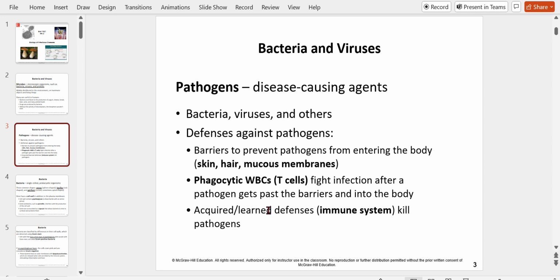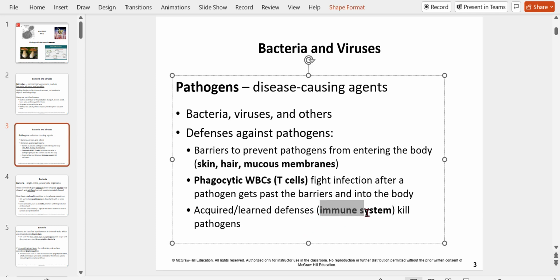There's phagocytic white blood cells, T cells. These ones here, they kind of resemble Pac-Man. Chomp, chomp. They digest these creatures that get into us. They break them down, kill them. And there is also the acquired and learned defenses. This is the immune system, where a particular disease sets off an immune response in your body. And if you survive that illness, you will never get the same illness again, because your body will remember it.